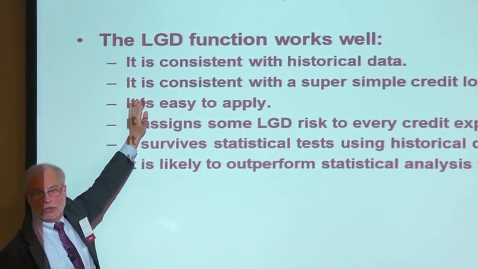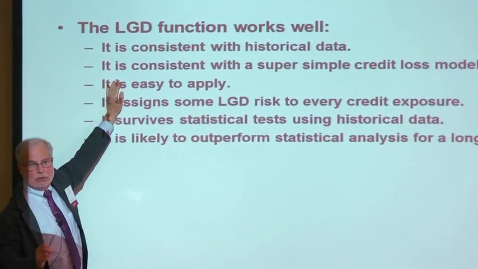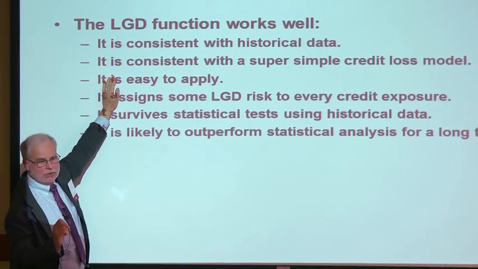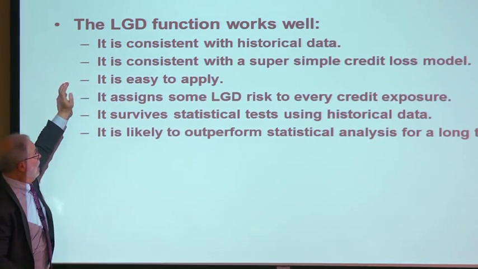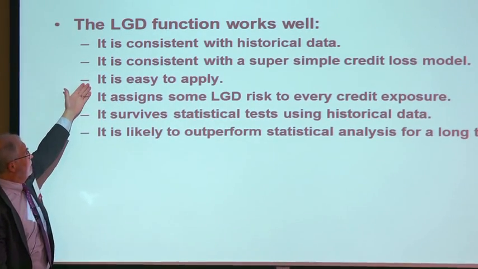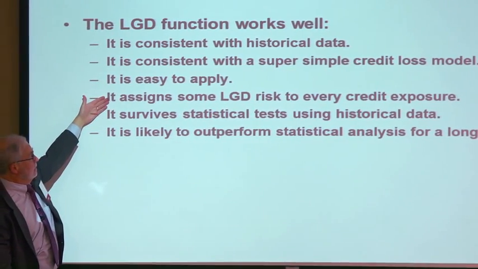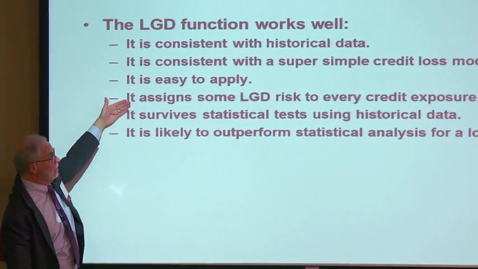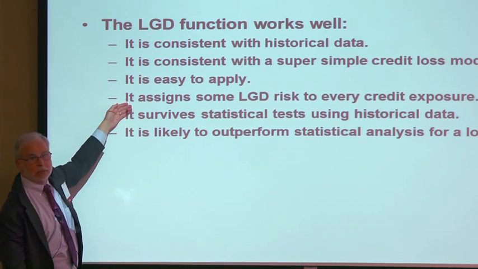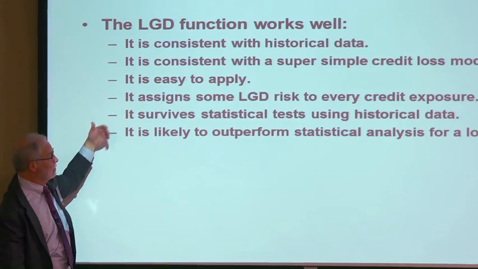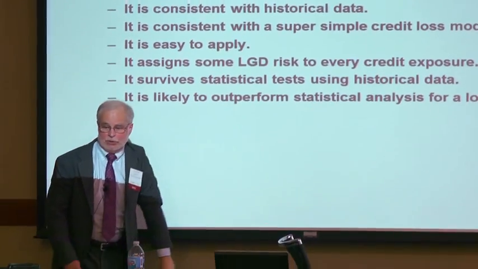I made this noise earlier. This approach is deeply simple. It's consistent with the simplest credit model that's ever been proposed. It's easy to apply, as you saw. There's only one parameter; it goes up or down. It does assign risk to every exposure, whether or not you have the data to prove that risk is there. It survives testing, and it's apt to continue to perform well.